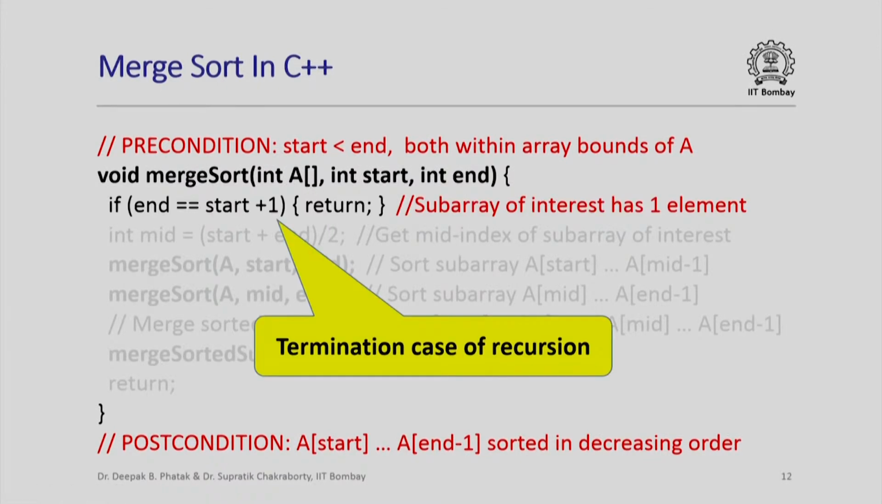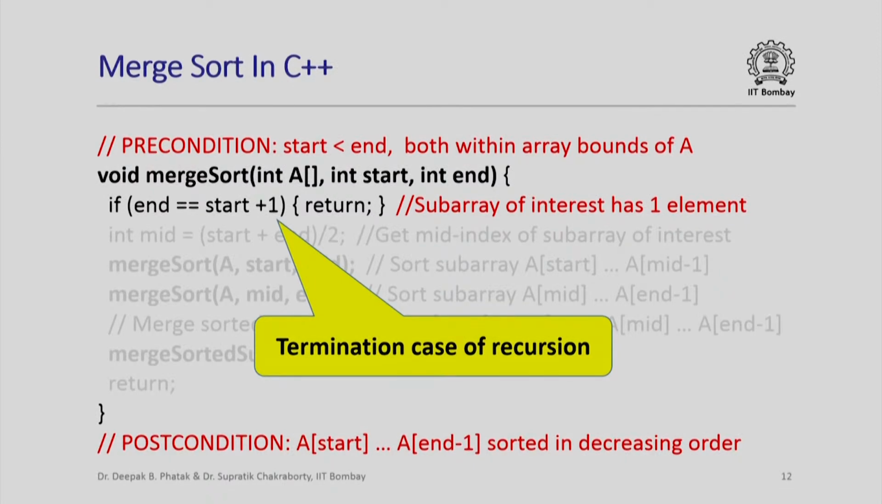So what do I do inside the function merge sort? The first thing I do is to check for the termination case of the recursion. If the subarray of interest has exactly one element, then end would be equal to start plus 1. There is nothing else to do because an array of one element is already sorted, so I simply return. Note also that merge sort does not return any value, so its return type is void.